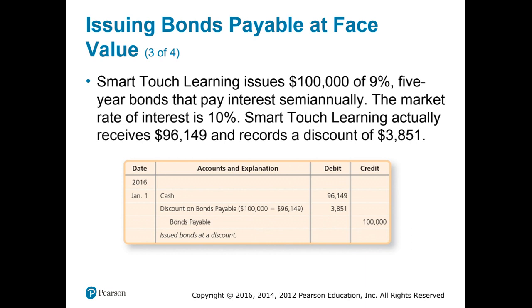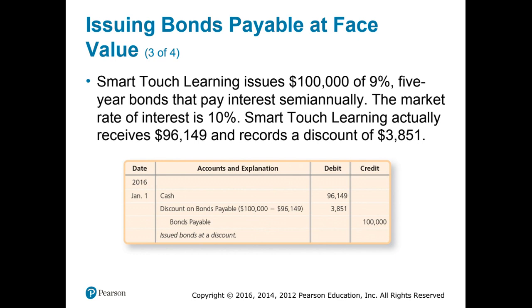Next, Smart Touch Learning issues 100,000 9% 5-year bonds that pay interest semi-annually. The market rate of interest is 10%. Smart Touch Learning actually receives $96,149 and records a discount of $3,851. So we're going to debit cash for the $96,149, debit our discount on bonds payable for the $3,851, and credit our bonds payable account.